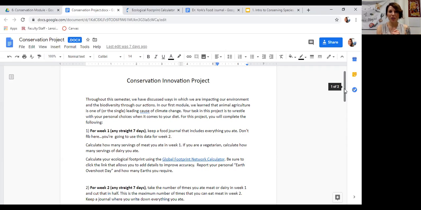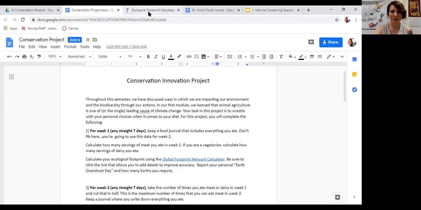For 2 weeks, you are going to keep a food journal. For the first week, you are going to eat as usual. And I want you to write down everything that you are eating. And then you are going to take this Global Footprint Network calculator.